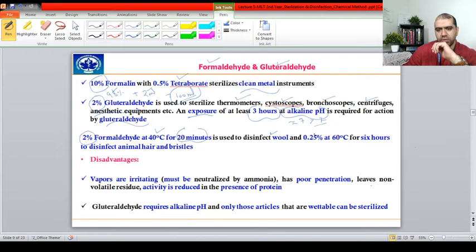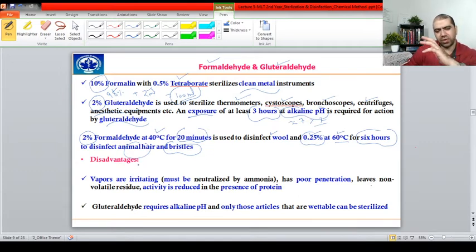Okay, now see, if you decrease the concentration, here you use 2% and now you are using 0.25%, that's almost 1/8 concentration. But then you have to increase the temperature. Here you are using 40, here you are using 60, and you are also increasing the duration of exposure, that's 6 hours compared to 20 minutes. When you use it in this concentration, you can disinfect animal hair, and you can disinfect bristles, which you use for cleaning different things.